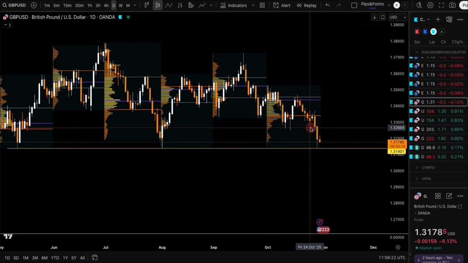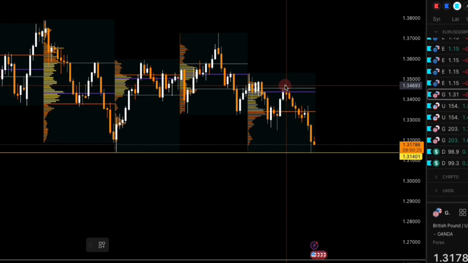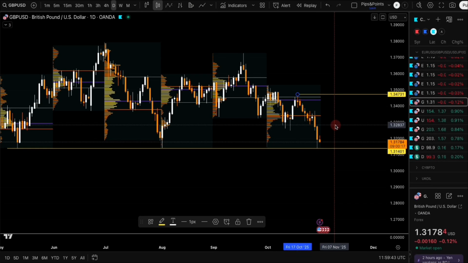So at this point, my thinking in regards to taking positions in this current market will be one of two things. First and foremost, I would want to see a swing high knocked out. And the swing high that I'm talking about will be this one right here. So that is 1.34731. Now, if that level is knocked out, that will give me a certain level of confidence to say that I'm expecting GBPUSD to push upwards.